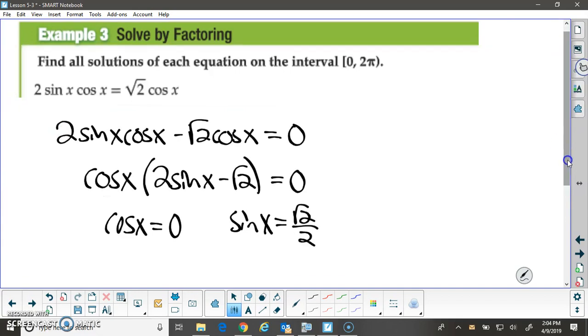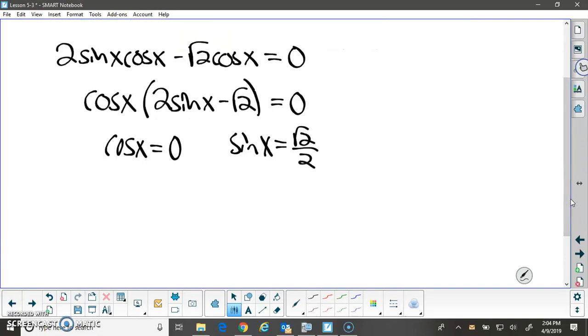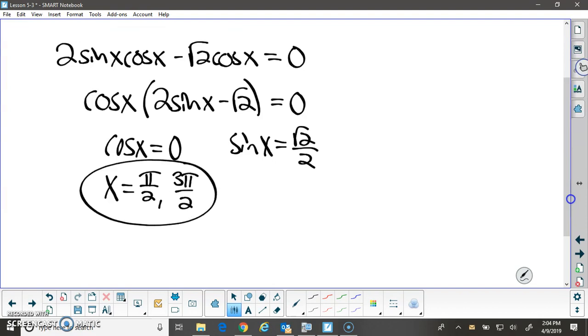Now we go to the unit circle to find our angles. And cosine equals 0 at half pi and 3 pi over 2. And sine of x equals root 2 over 2 at pi over 4, and also at 3 pi over 4.